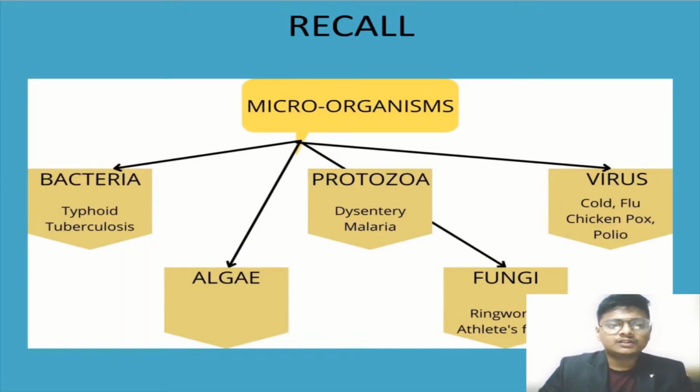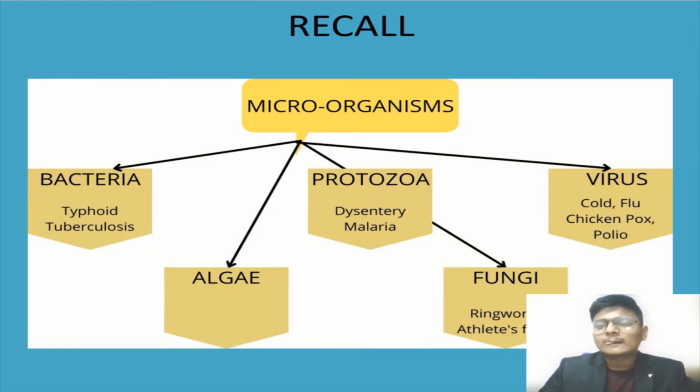The first one was bacteria, and bacteria was causing what? Typhoid, tuberculosis. And then we talked about protozoa, which was causing dysentery and malaria. Then we talked about algae, then fungi, and fungi was also causing ringworm or athlete's foot. Then we talked about viruses also, which cause cold, flu, chickenpox, and polio.